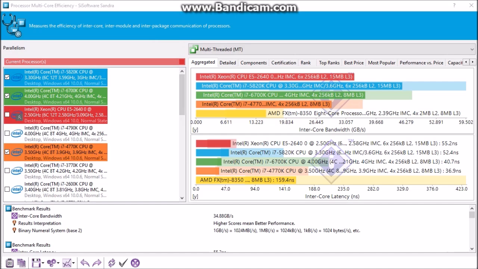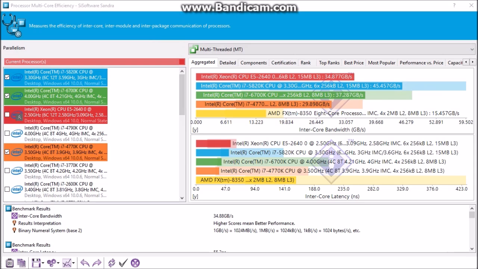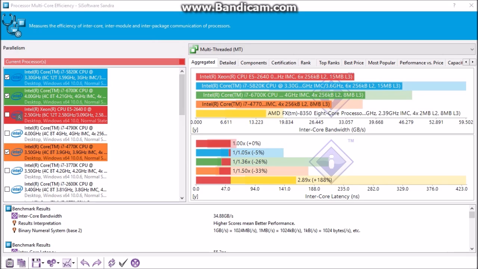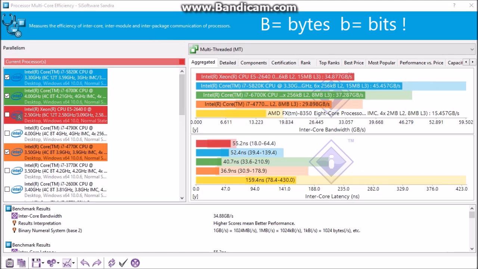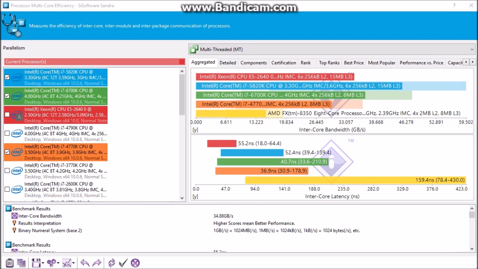So if we take a look at our multi-core efficiency test, we can see we got two graphs again for the two parts of the test: intercore bandwidth in gigabit per second. Is that gigabyte per second? Two capital B. And intercore latency in nanoseconds. Now, if this is latency, then the longer the bar is, the slower the time, and the shorter the bar is, the quicker the time.